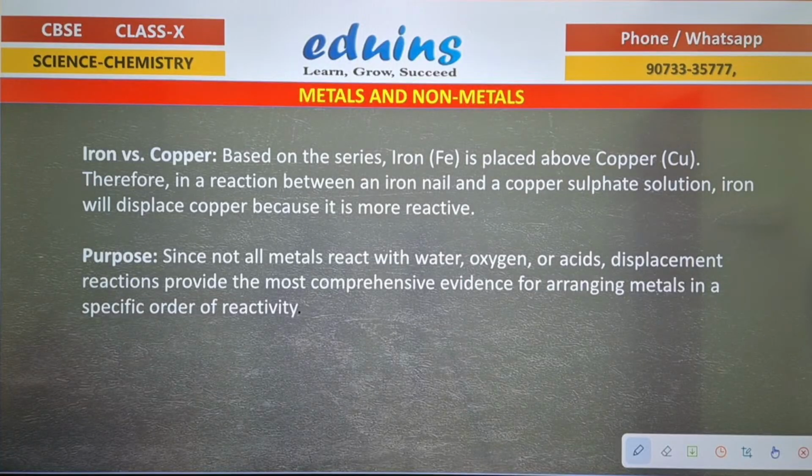Now, iron versus copper. Based on the series, iron is placed above copper. We already read an example of the displacement reaction. Therefore, in a reaction between an iron nail and copper sulfate solution, iron will displace copper because it is more reactive.